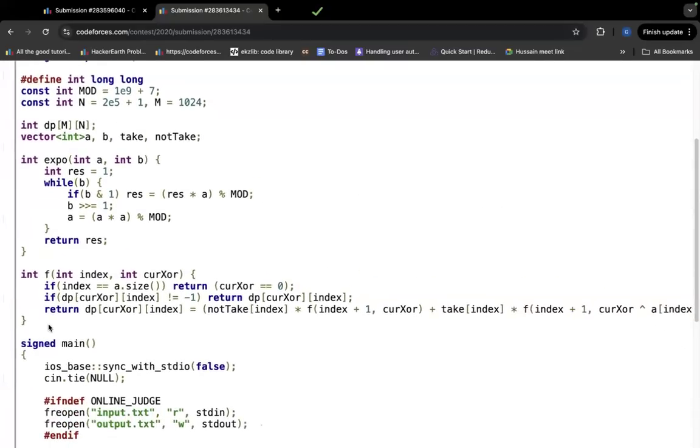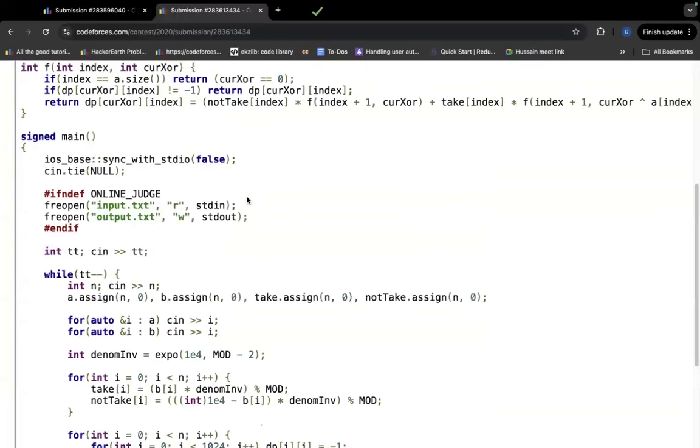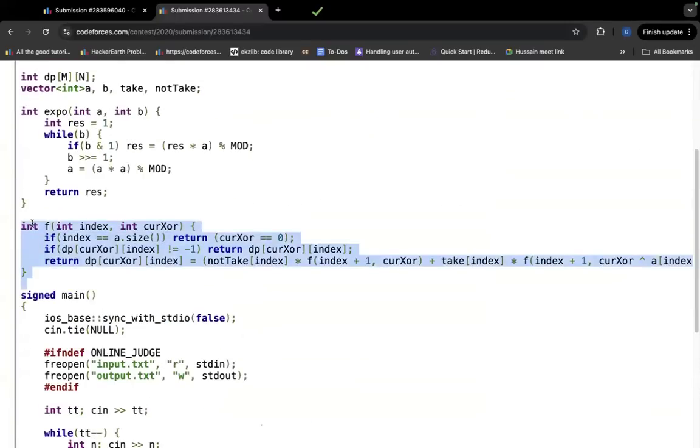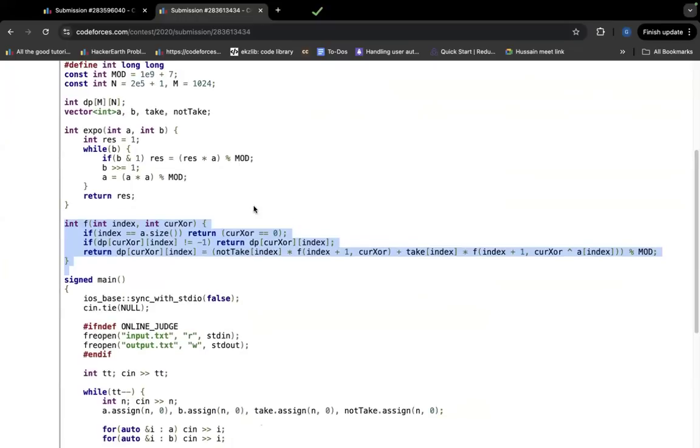Now, if this much is clear, do you agree that when I call f of 0 comma I, I get the probability of getting that XOR? Yes. So f of 0 comma I gives us the probability of getting XOR I. So what do I have to calculate? Summation of I squared into probability of I. So do you agree this right here, this for loop, will give us our final answer, where this is our DP, which calculates the probability? So this was giving MLE.